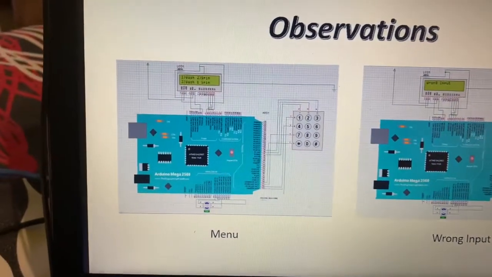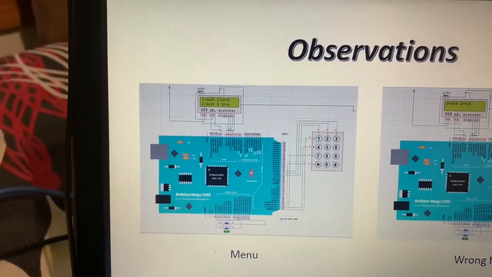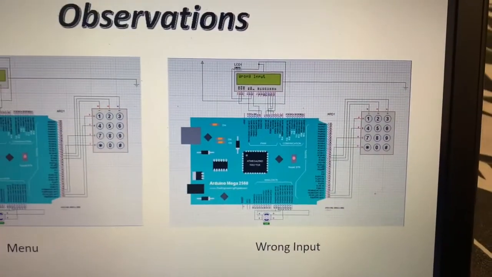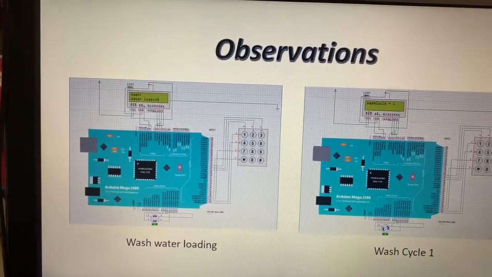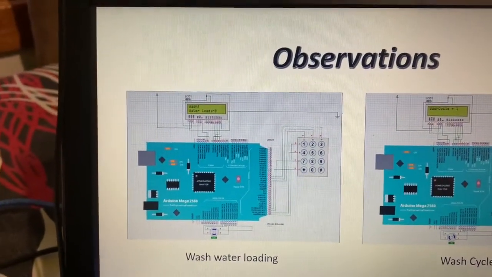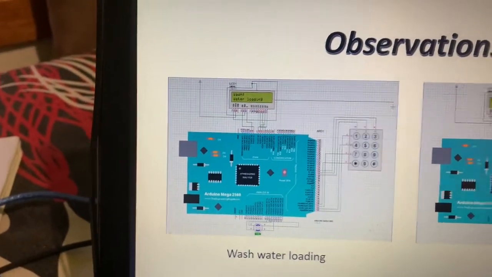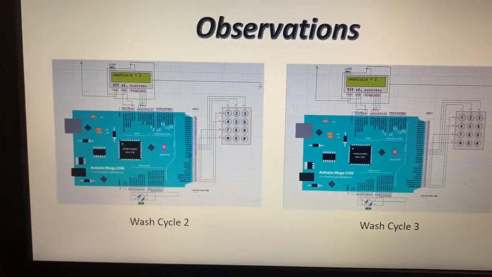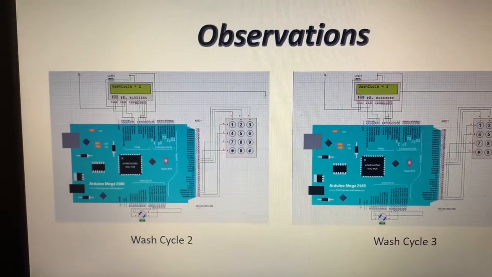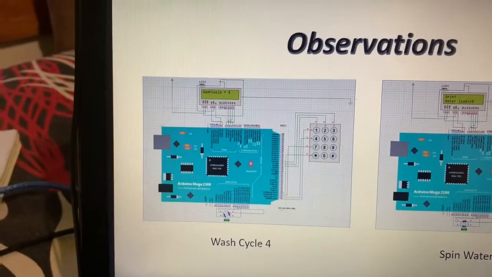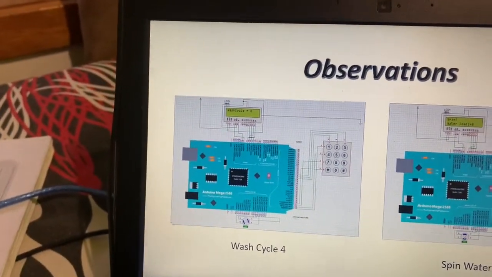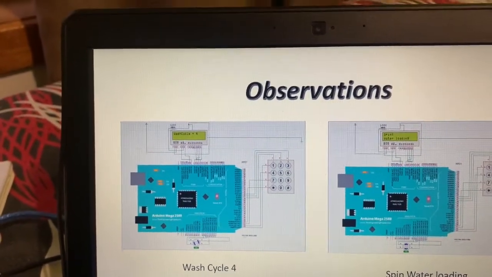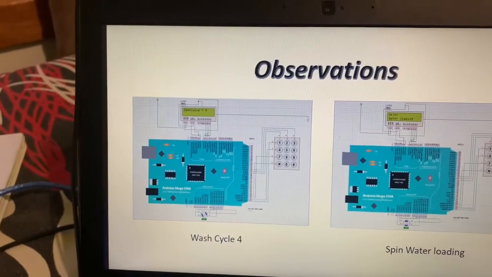And observations. In the starting, our project will show wash, spin, and wash and spin. Whenever we press any wrong input, it will show like that. In the first mode, wash mode, the water will load first, and it will begin wash cycle 1, then wash cycle 2, wash cycle 3, and wash cycle 4. It will work in both rotations, clockwise and anti-clockwise.